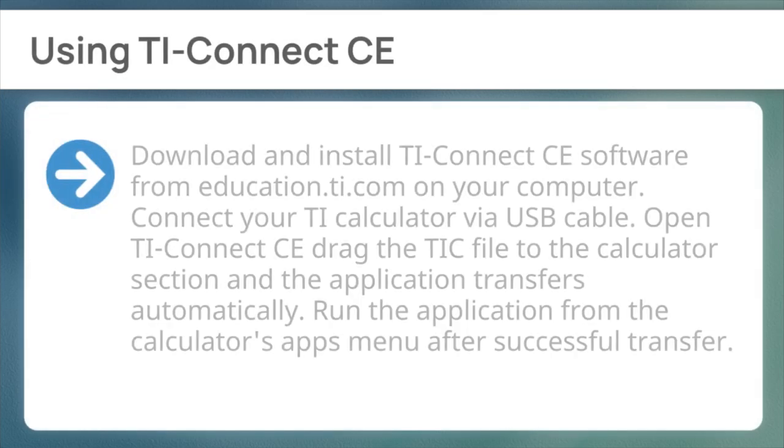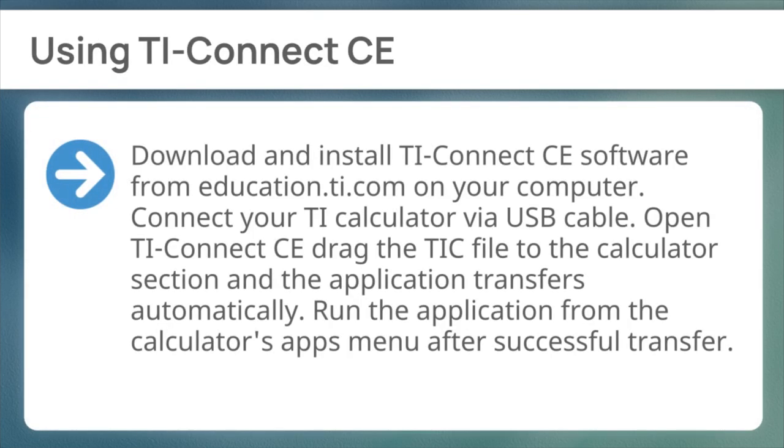First, using TI Connect CE. Download and install TI Connect CE software from education.ti.com on your computer. Connect your TI calculator via USB cable. Open TI Connect CE, drag the TIC file to the calculator section, and the application transfers automatically. Run the application from the calculator's Apps menu after successful transfer.